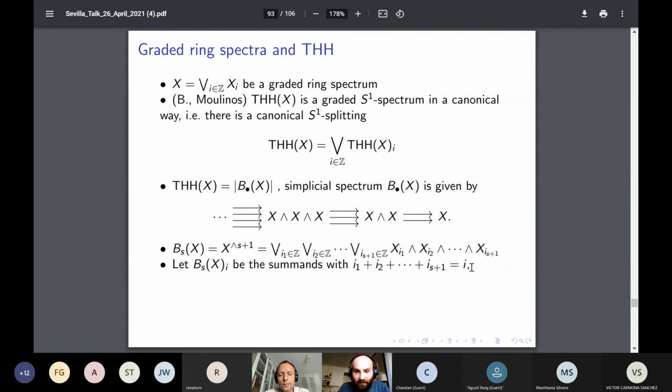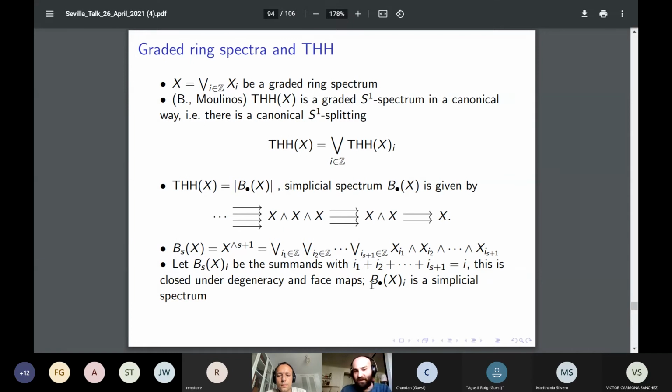One can easily see that this is closed under face maps, because face maps multiply two factors, right? If you multiply these two, it lands in degree i1 plus i2. So the face maps preserve the sum of indices, because it multiplies. And then degeneracy maps do the same. It's pretty immediate. And then this is also invariant under the S1 action, because if you apply a cyclic permutation to these elements, the sum of the indices will not change. You just switch the order of these indices, their sum doesn't change.